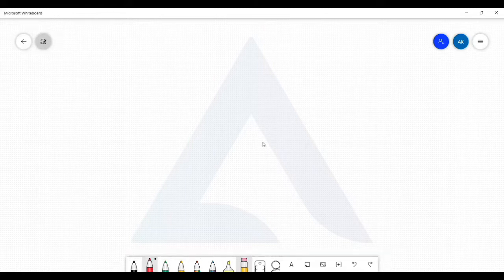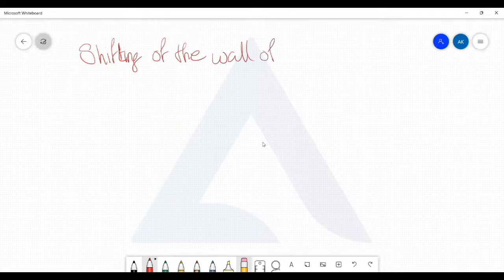New concept, shifting of the wall of 1D box suddenly. Okay, suppose you shift the wall suddenly, what happened?